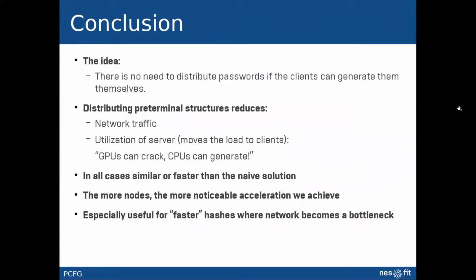So to conclude, the idea behind our solution is that there is no need to distribute the passwords if the clients can generate them themselves. If you distribute a preterminal structure instead of the final passwords, it reduces the network traffic dramatically, and also the utilization of the server, because it moves part of the load of password generating to the clients. So the idea here is that GPUs can crack while the CPUs can generate passwords. In all cases, our solution was either similar or faster than the naive solution. And the more nodes we have, the more noticeable acceleration we achieve.